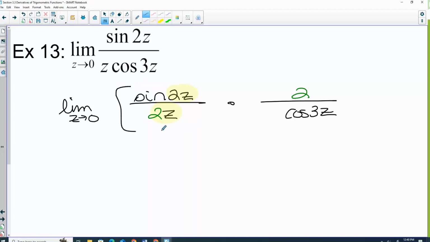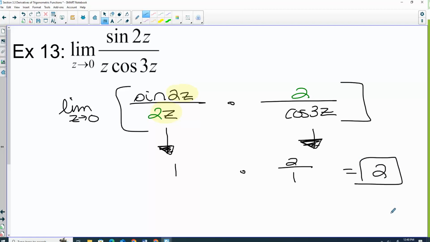Okay, so our limit rule, since this is sine of 0 over 0, that goes to 1. Over here, we have 2 over. If you put in a 0, 3 times 0 is 0. Cosine of 0 is 1. So is the 3 being like the theta here?